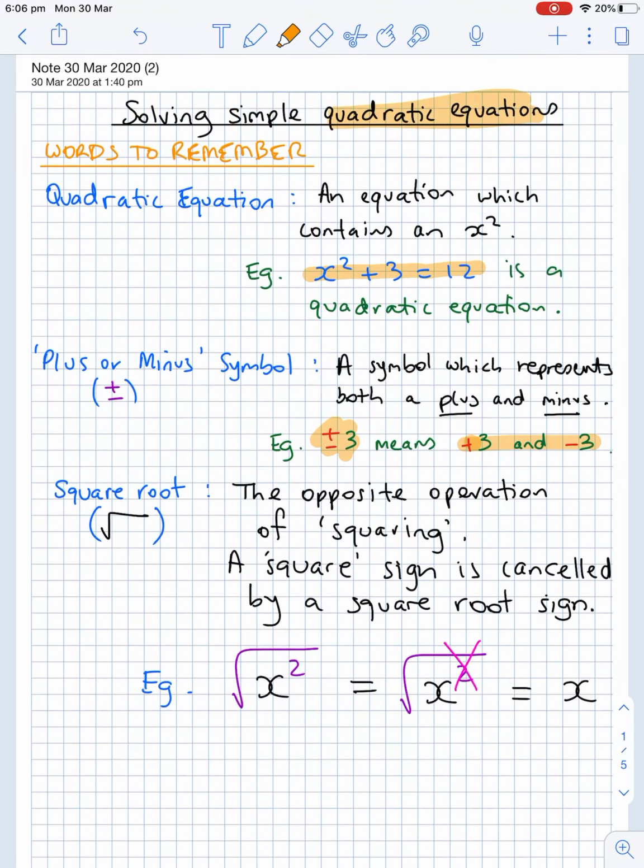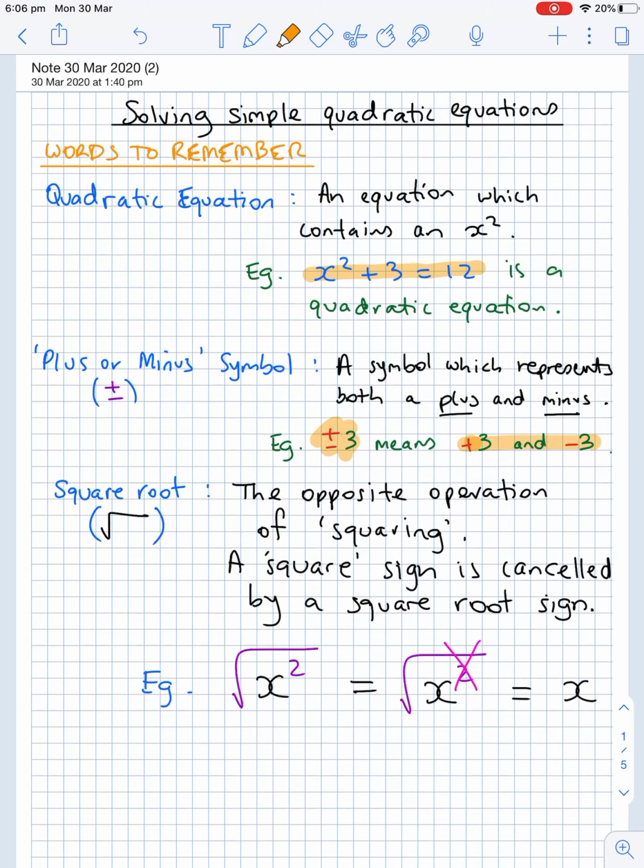Firstly, what is this quadratic equation word? Like, what does that mean? It means an equation which contains an x squared. So it's really important. This x squared is the main idea behind a quadratic function. For example, look at this equation right here: x squared plus 3 equals 12. Guys, this x squared here gives it away that it's a quadratic. All you need is this x squared in there and it's a quadratic equation.